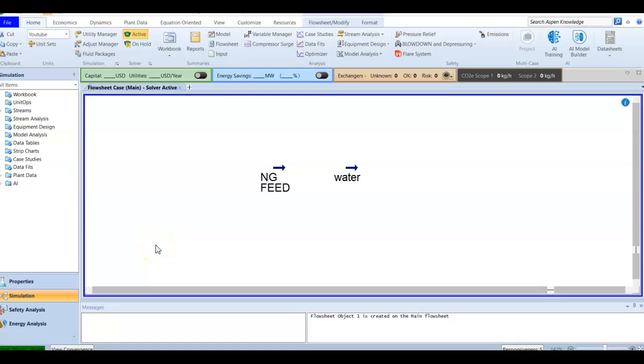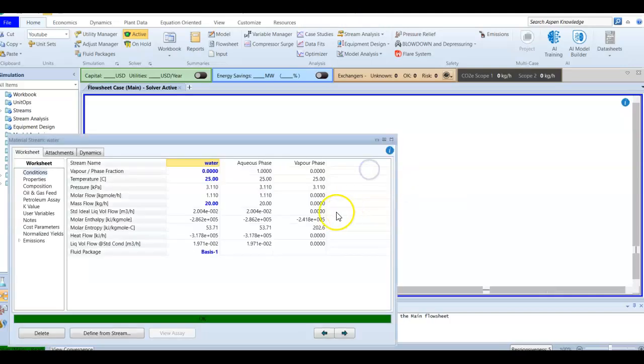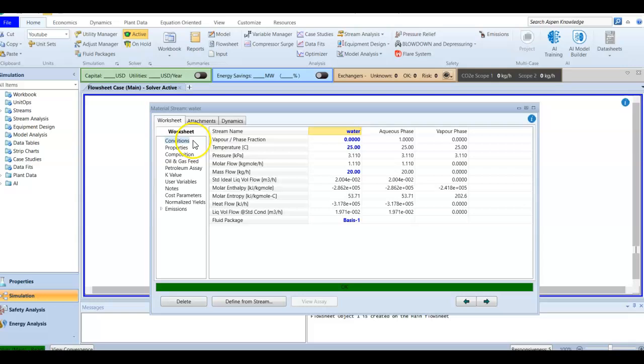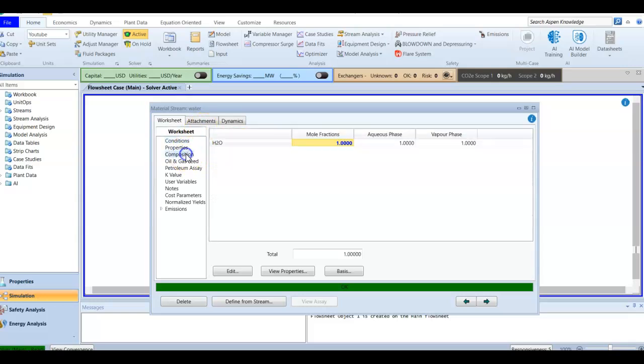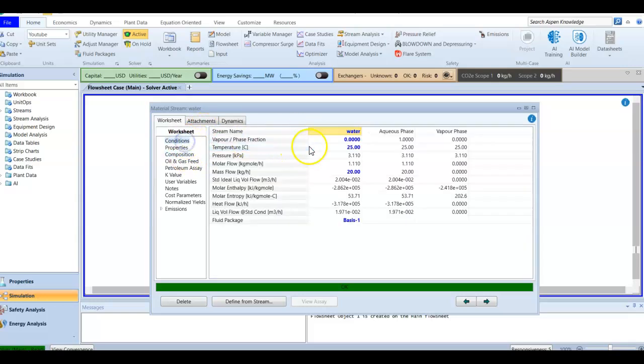So in this video we are going to talk about the simplest use of any simulation, or Aspen HYSYS simulation, which is extracting the physical properties. So this is the simplest. If we open the water stream over here that we have created, the composition is 100% water, the condition is always liquid, and the temperature is 25.